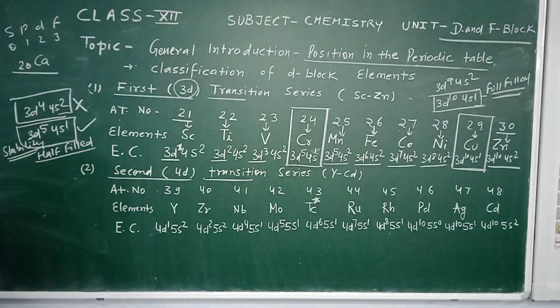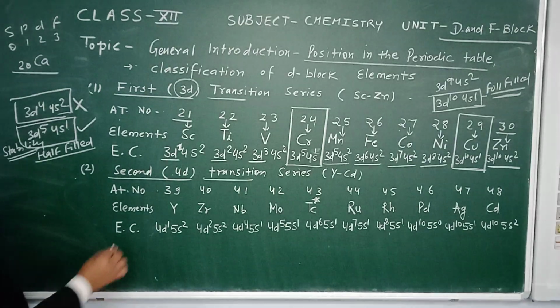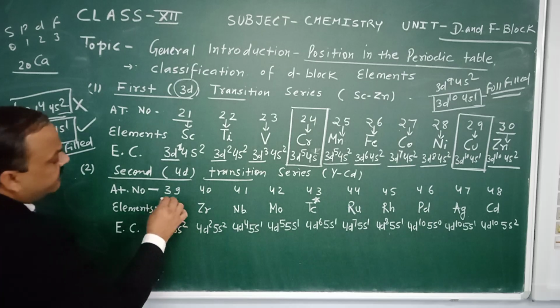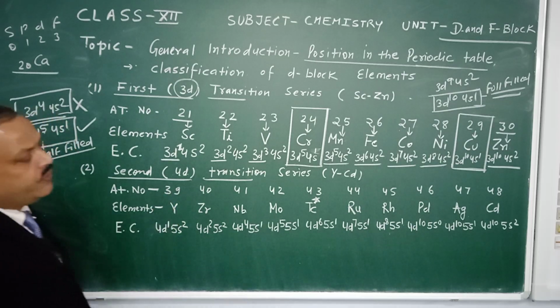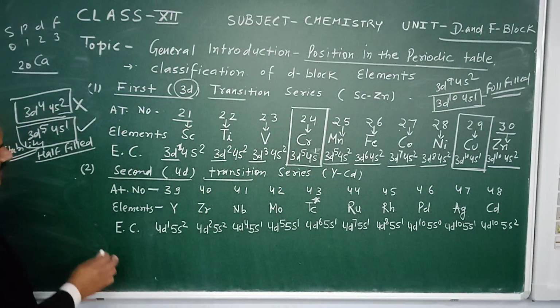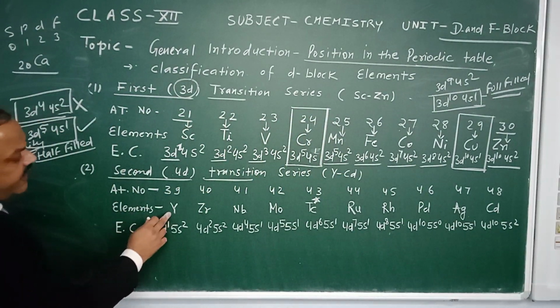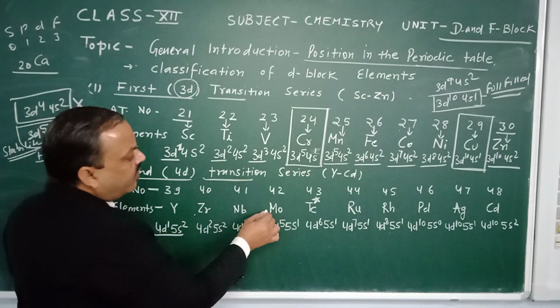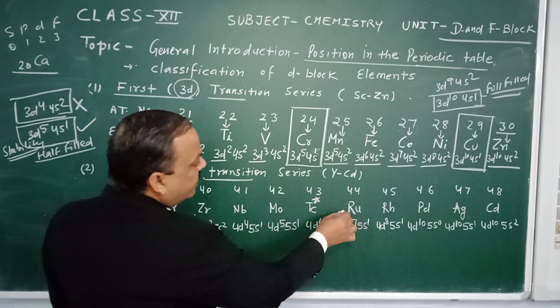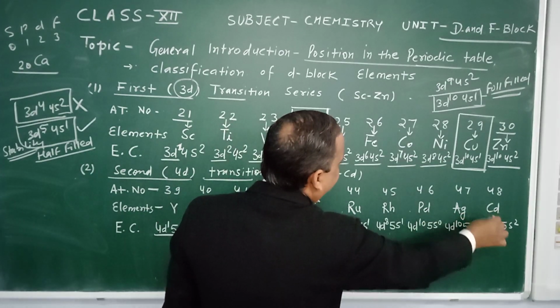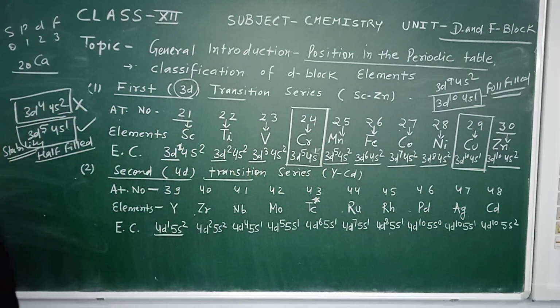In this 4d transition series, we start with atomic number 39, and go from atomic number 39 to atomic number 48. So here the elements are yttrium, zirconium, niobium, molybdenum, technetium, ruthenium, rhodium, palladium, argentum, cadmium. These are the elements whose electronic configurations we consider.